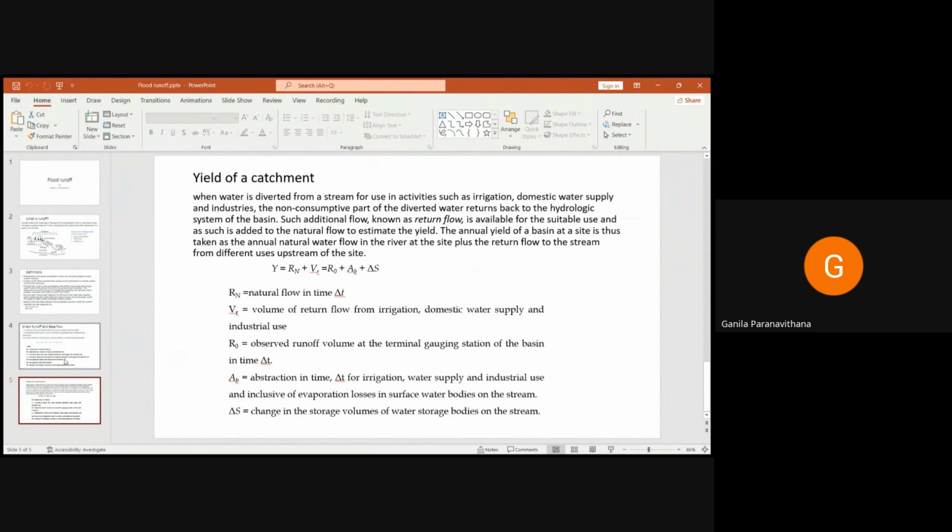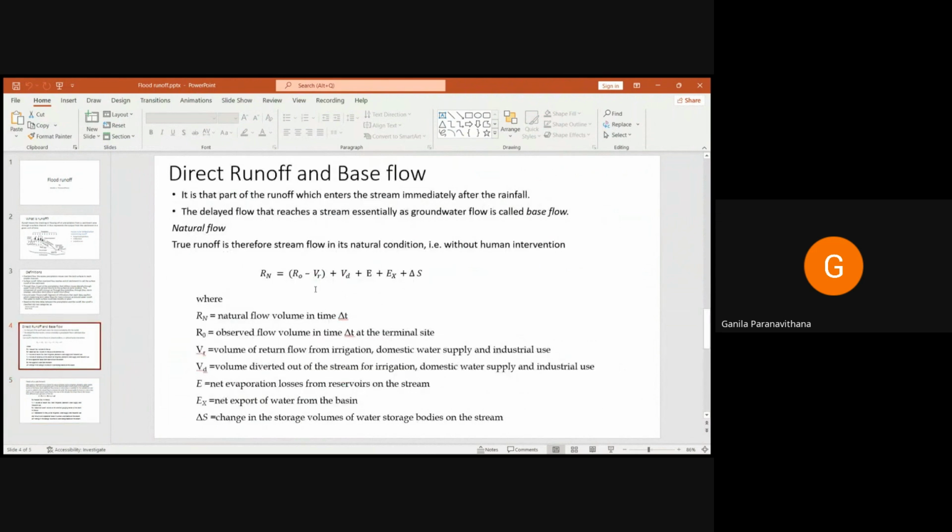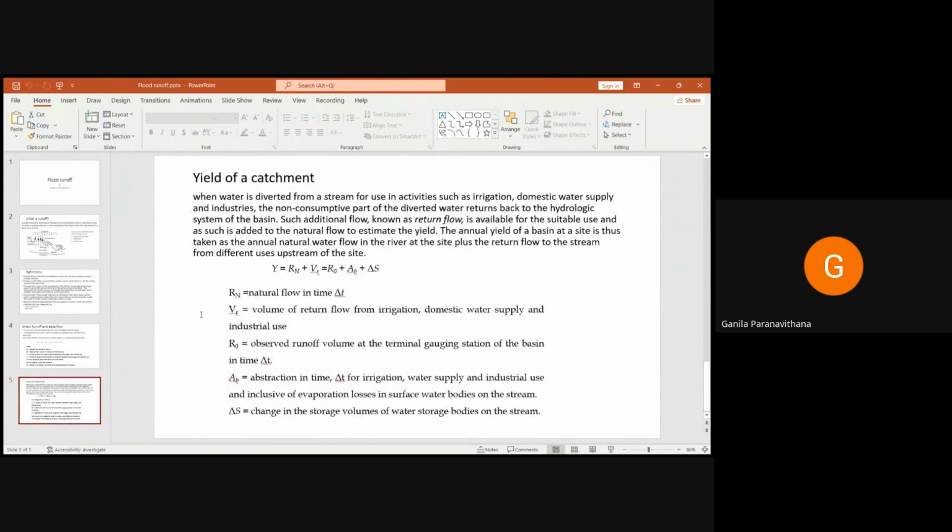So basically, you have to move this to the other side. So you will get this equation where R naught is the observed runoff and AB is the abstractions. This includes irrigation, water supply, industrial use, then the storages in the reservoirs in the catchment. Now, I'm going to play you a video that demonstrates how to measure stream flow. Please watch this carefully.